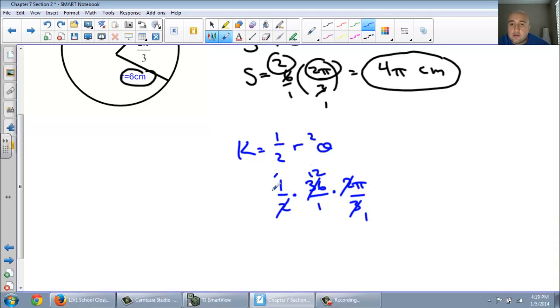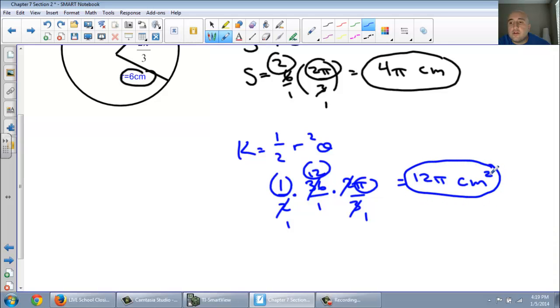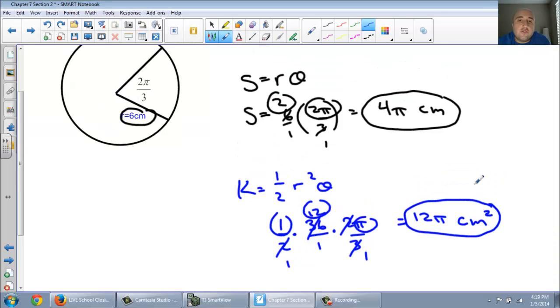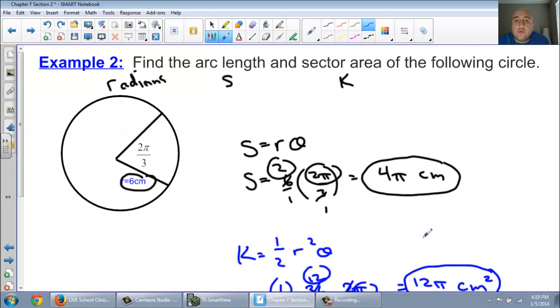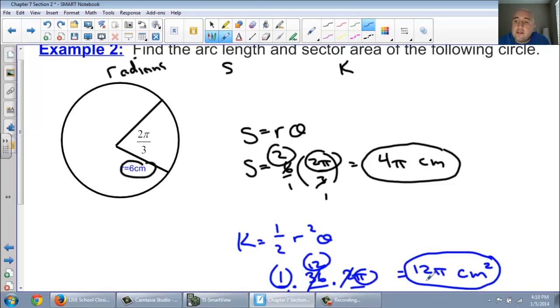We have 1 times 12 times pi, which is 12 pi. On the bottom, I have 1 times 1 times 1, which is just 1. And remember, K is an area, so I need to add a squared to it. Okay, so radians is actually easier to use, but you can do it both ways. All right, so S is 4 pi centimeters, and K is 12 pi centimeters squared.